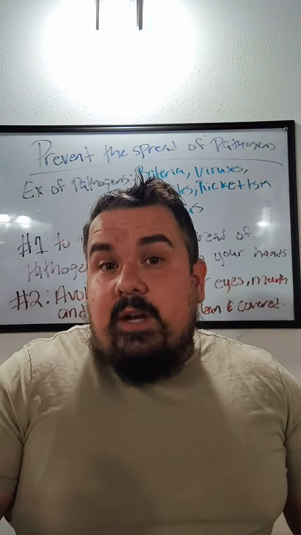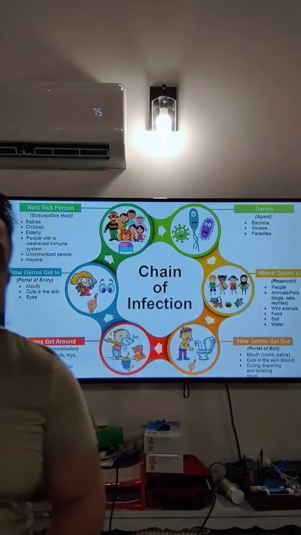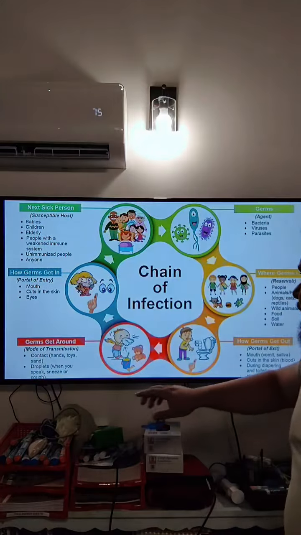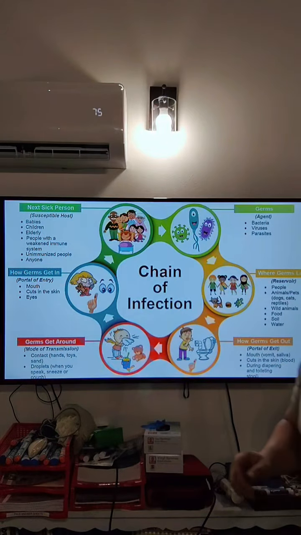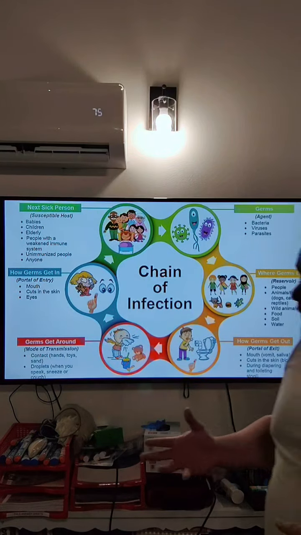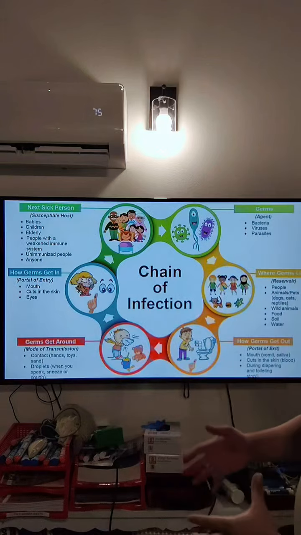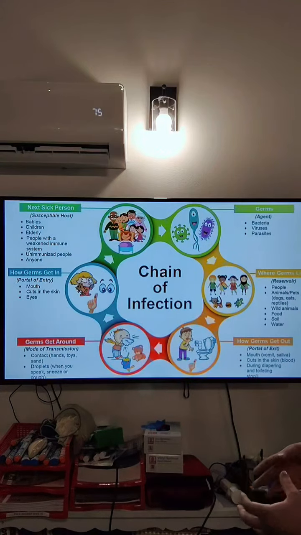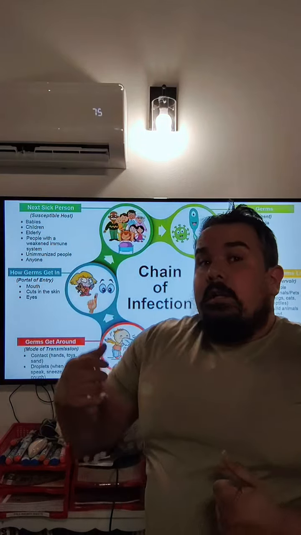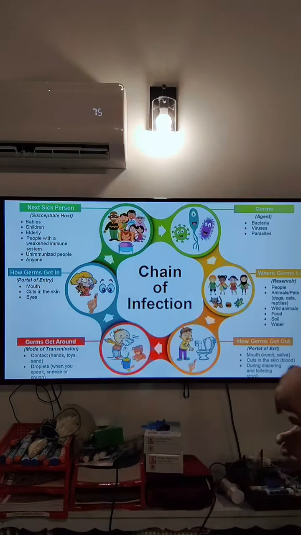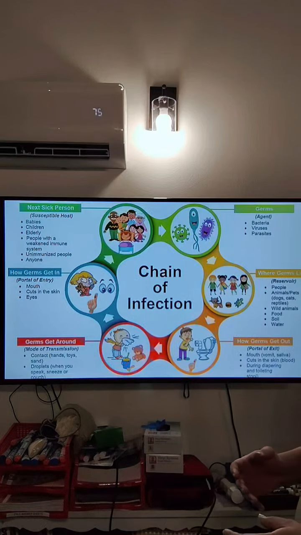So, I'm going to show you what's called the chain of infection. The chart here behind me is the chain of infection, okay? The chain of infection is a series of events that can lead you to getting sick, such as getting the flu or any other type of disease. So again, how do germs get around? By contact, so by hands, toys, or sand, anything that isn't decontaminated properly or on a daily basis. It's going to be developing pathogens, germs, viruses, and so forth, okay.